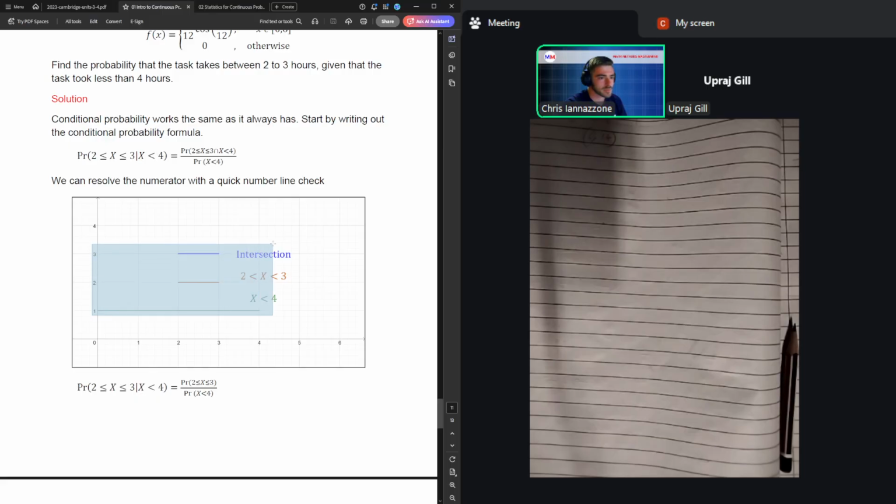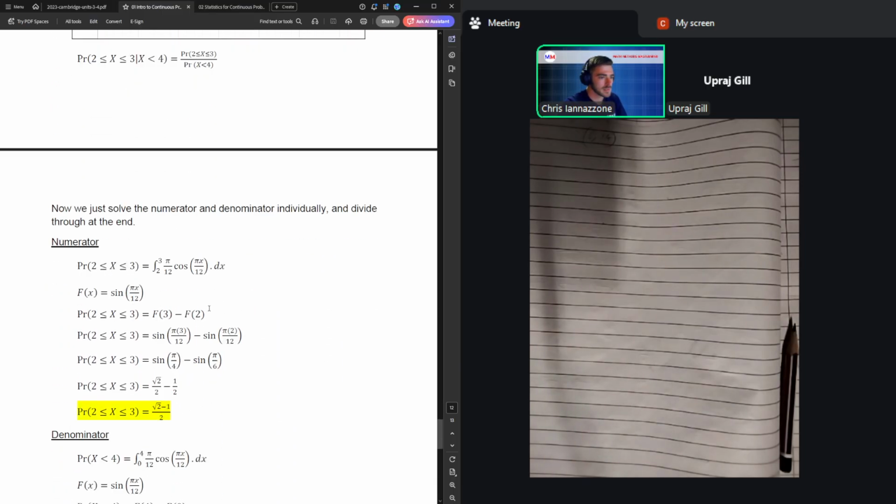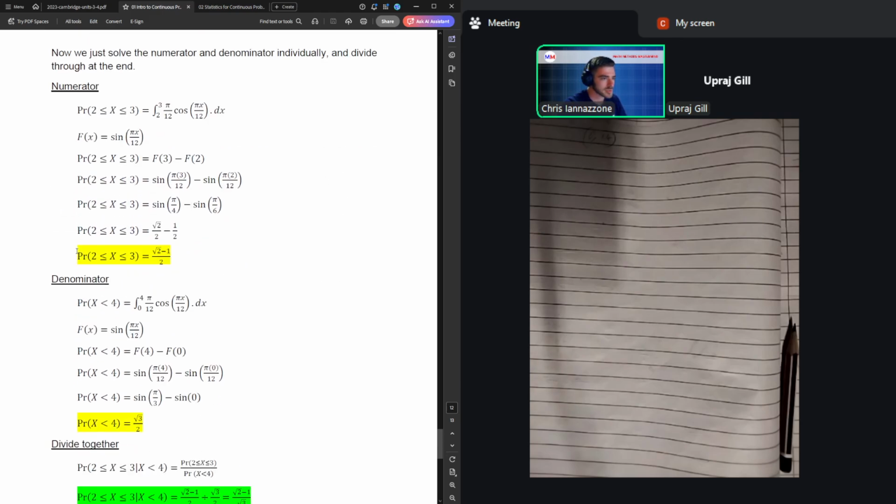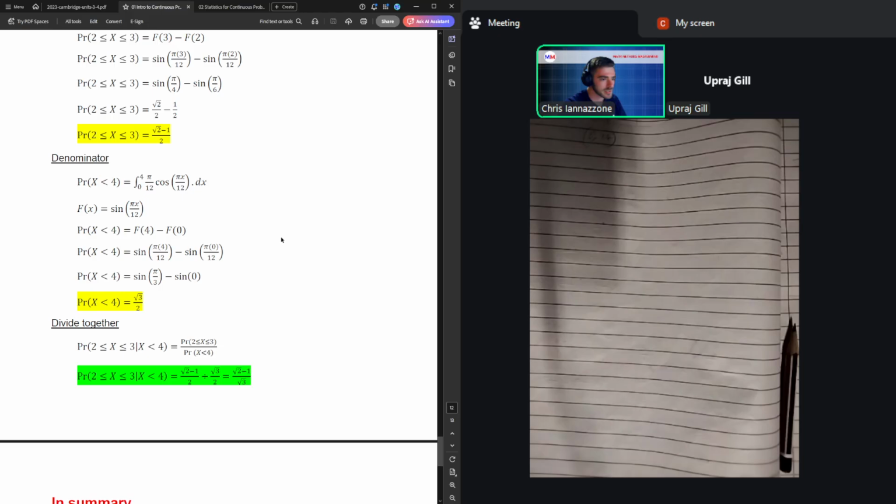If you ever need help identifying what the actual intersection is, just plot the two things on a number line and then just look at where they overlap. Once you do this a couple of times, you pretty much will quickly realize you don't really need this picture anymore. You'll be able to spot them relatively quickly. And then yeah, this is a lot. You're just solving numerator, denominator individually, and then performing the division as per the probability or the conditional probability formula.